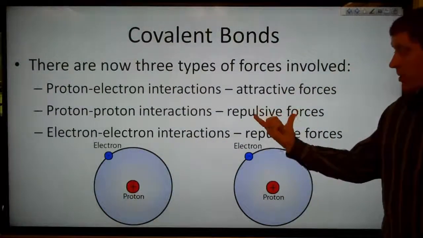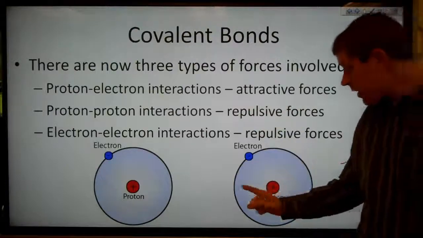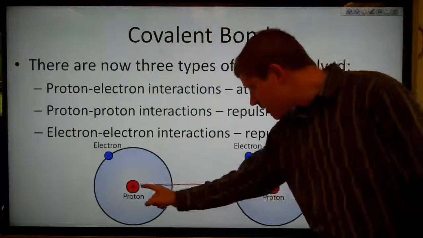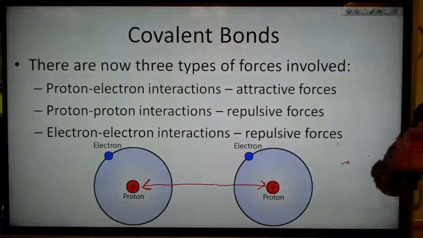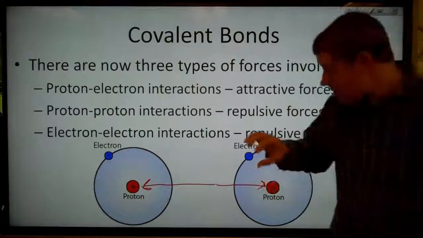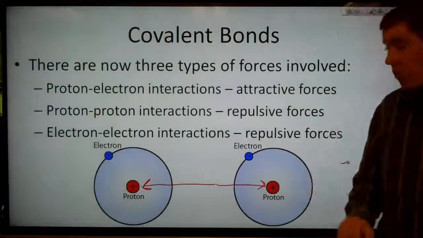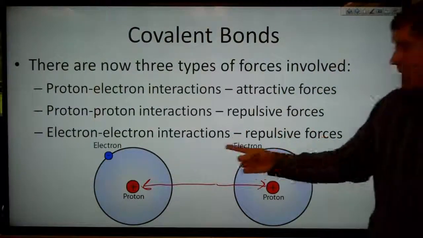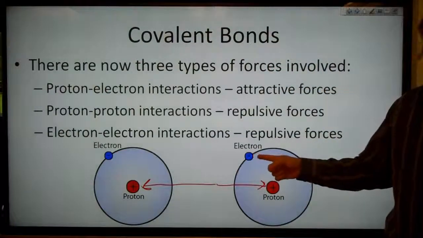We also have proton-proton interactions. This is a repulsive force. So this is a force that's pushing outwards against the two nuclei. It's trying to push the two nuclei apart because this is a positive charge, that's a positive charge. They tend to move away from each other. And we also have electron-electron interactions. These are repulsive forces. So this electron is repelling that electron.